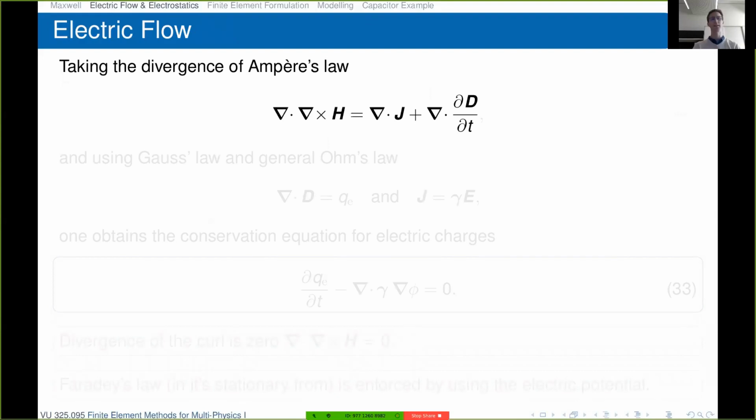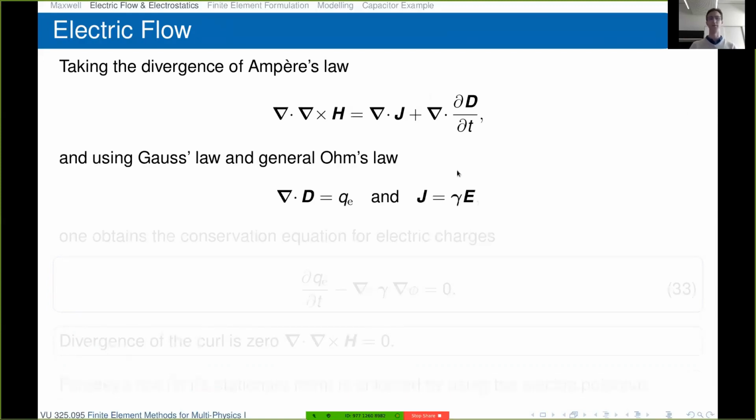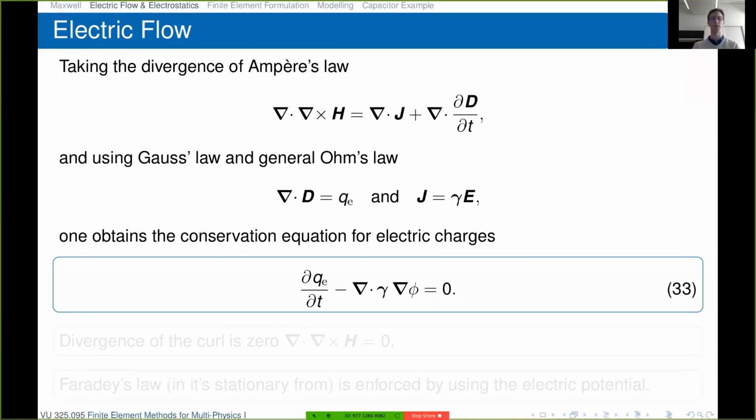When we take the divergence of Ampere's law, given here in the equation, we just put the divergence in front of everything. And then we use Gauss' law and the general Ohm's law. We simply insert them here, and also we neglect some terms. Then we can obtain a conservation equation for the electric charges. So this is how the equation simplifies if we also introduce the electric potential in order to satisfy Faraday's law.